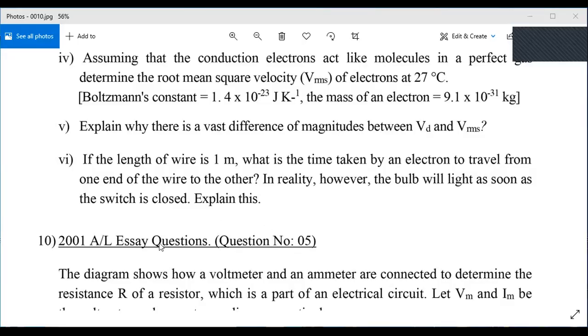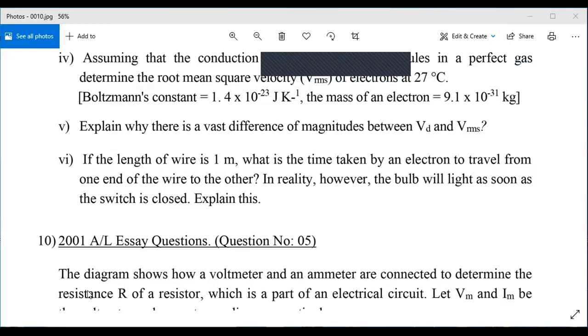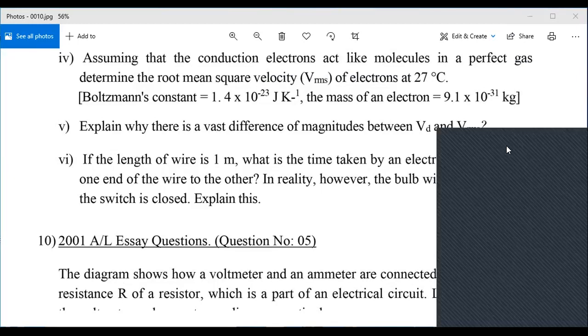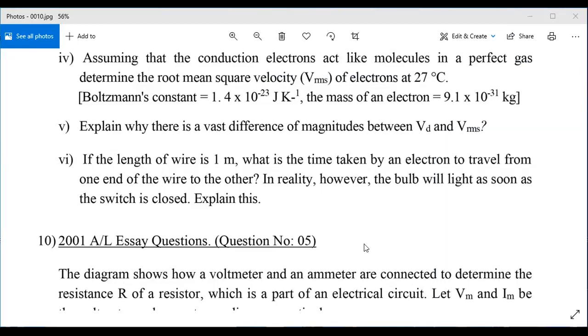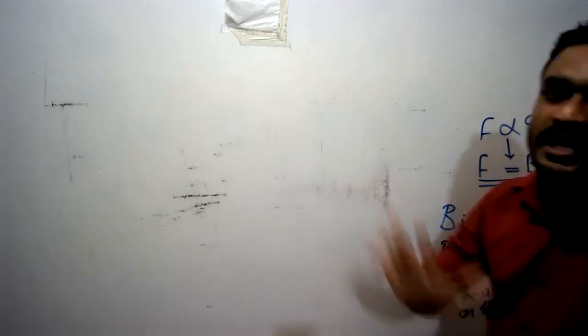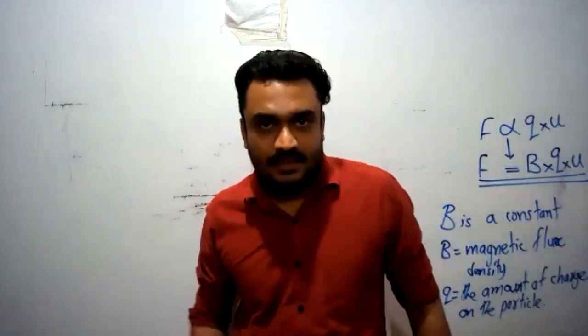Right. Somebody please read Roman number 5. Somebody unmute the mic and read Roman number 5. Explain why there is a vast difference of magnitudes between drift velocity and the VRMS. Right. Thank you, dear. Thank you very much. Roman number five, please write.